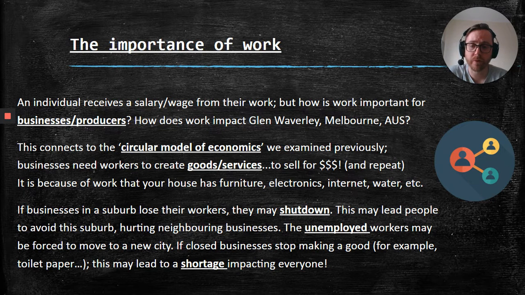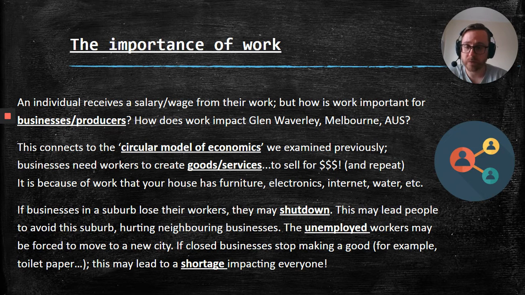So it's because of work that your house has furniture, electronics, internet, water, etc. It's because of work that your family can afford these products. And it's because of other people's work that those products were created and built in the first place. If businesses in a suburb lose their workers, they may shut down. You might have seen a bit of this with the coronavirus going on right now. This may lead people to avoid the suburb, hurting neighboring businesses. So this last paragraph is just looking at the long-term impact, the consequences of no work.